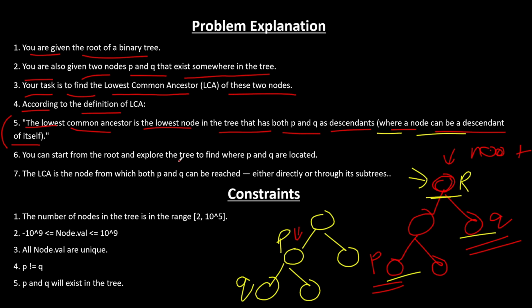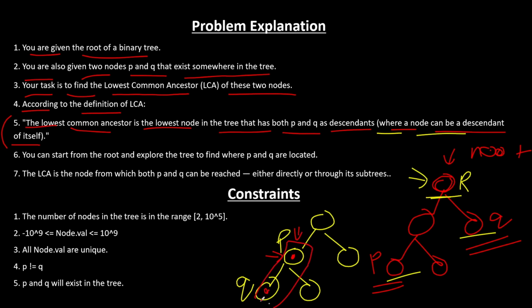The reason being, if you read the definition again, it is the lowest node in the tree that has both P and Q as descendants. If you take this node, a descendant of this particular node is Q, correct? Also, a node can be a descendant of itself. P itself is the node, right? So it becomes a descendant of itself, and this Q is the descendant of this particular node. So this is what an LCA is.